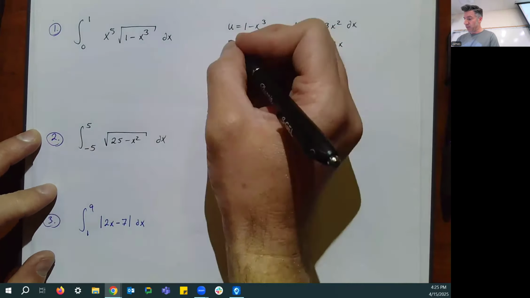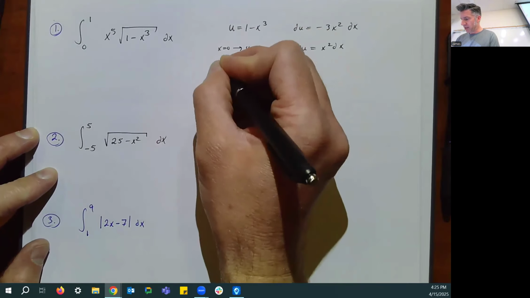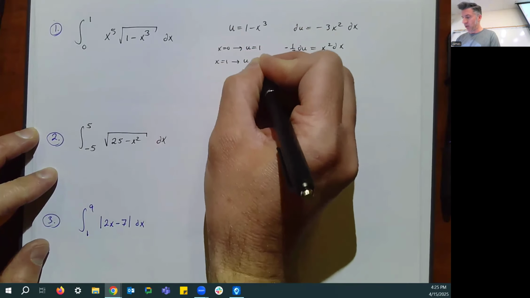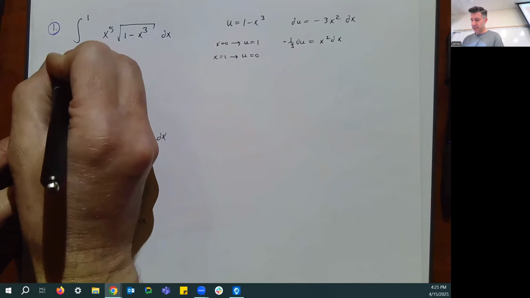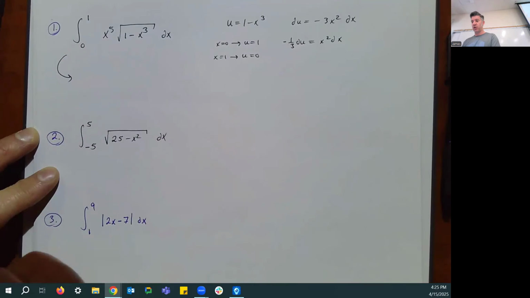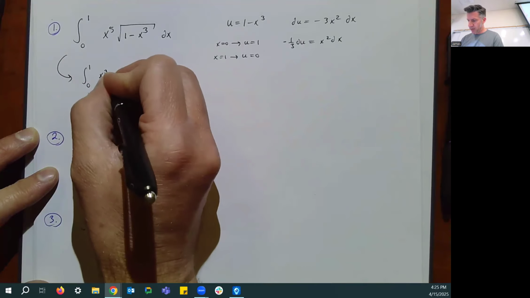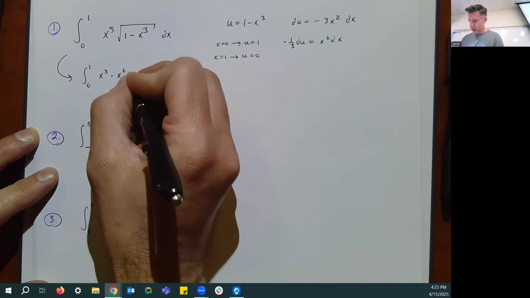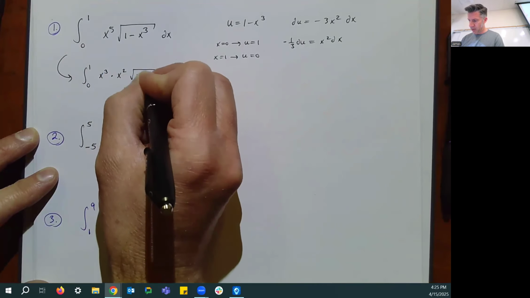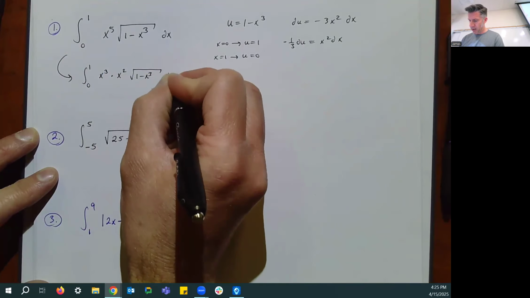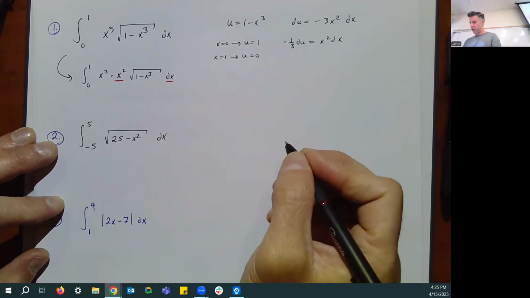Since it's a u sub, we're also going to change limits of integration. This is where it gets a little tricky, I feel like. If x is 0, u is 1, and if x is 1, u is 0. So when we rewrite this, we do need to switch the order of limits of integration. Actually, before I rewrite it though, I'm going to break it up as x cubed times x squared times the square root of 1 minus x cubed dx. So my x squared dx, that's my negative 1/3 du.